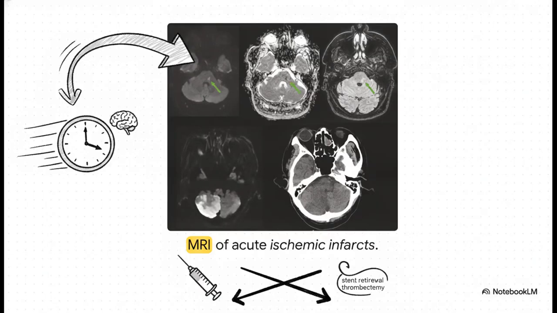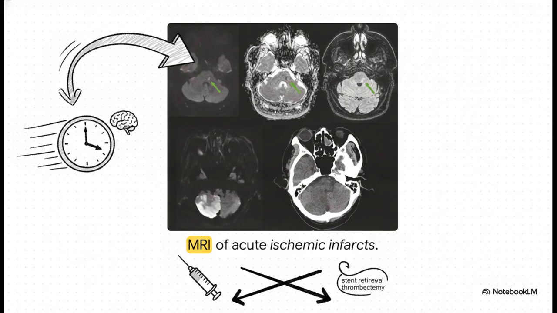Take an acute stroke, for example. Look at this MRI showing acute ischemic infarcts. Notice how the diffusion-weighted images reveal these bright regions in the tissue? That's consistent with acute brain ischemia occurring within just minutes to hours of the stroke onset. Rapidly visualizing this is so critical.